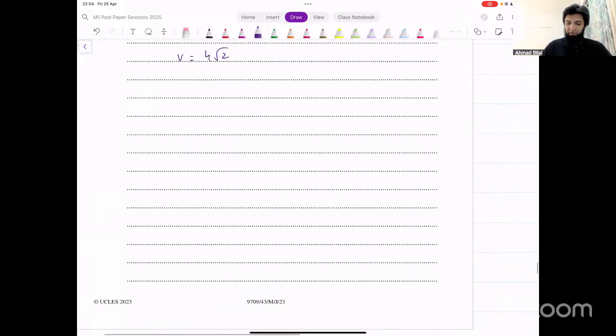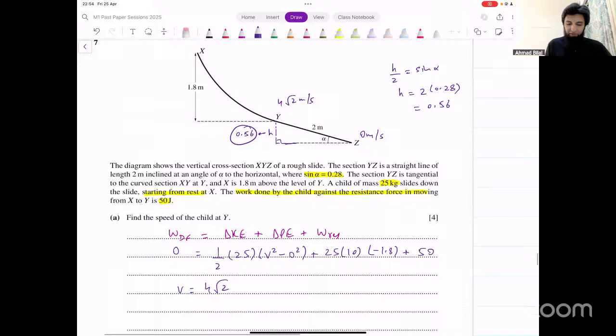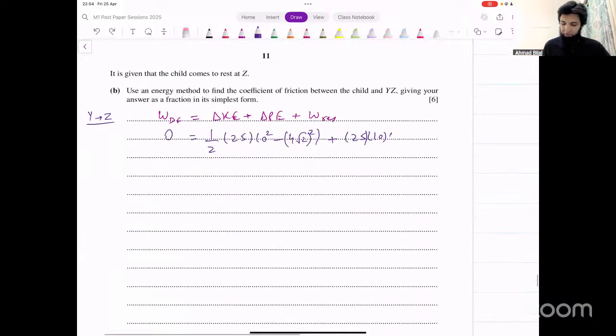Plus change in potential energy, m into g into change in height. What's the change in height? 0.56, but that's also negative because it's decreasing. Minus 0.56, plus the work done against resistance. Can we find the work done against resistance from this? You'll get that value, right?